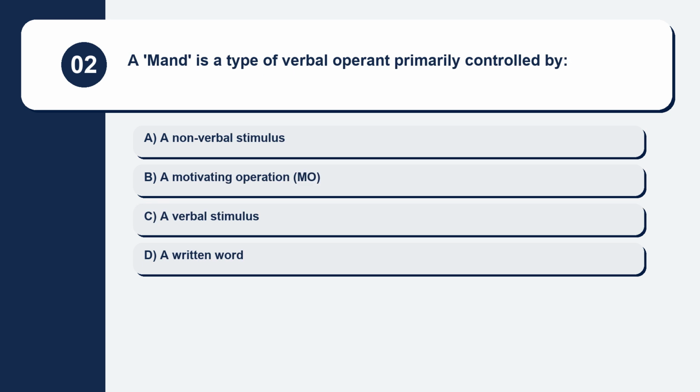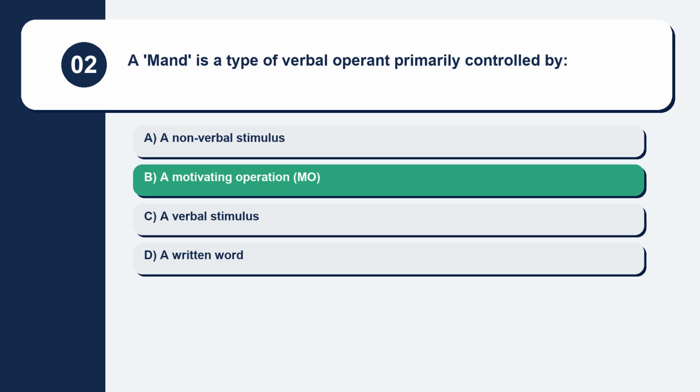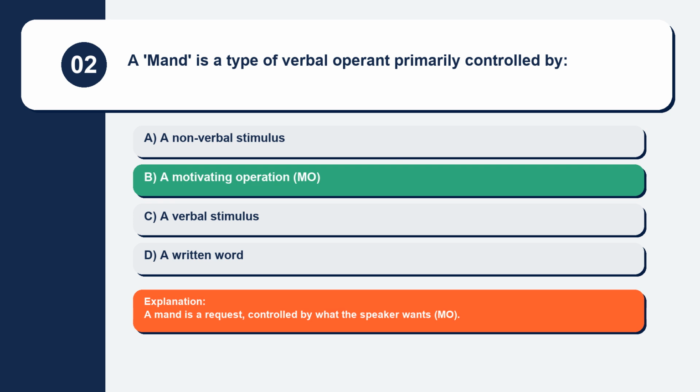Question 2. A MAND is a type of verbal operant primarily controlled by a nonverbal stimulus, a motivating operation (MO), a verbal stimulus, a written word. A MAND is a request, controlled by what the speaker wants, the MO.